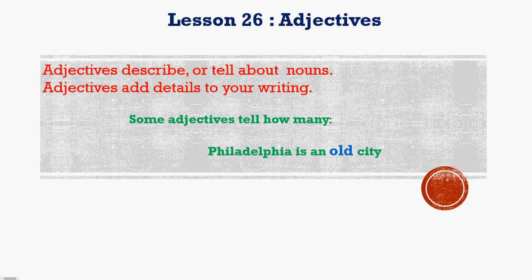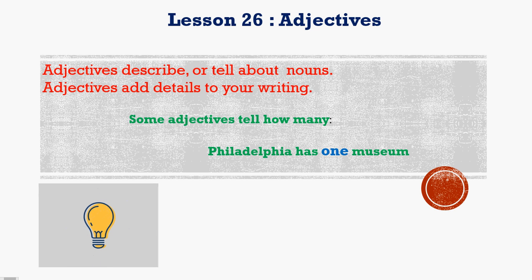Now, some adjectives tell how many. Estamos hablando de la cantidad de números ahora. Okay? Philadelphia has one museum. One. ¿Cuántos museos estamos hablando acá? De solamente uno. One. ¿Ok? Vamos a practicar ahorita. Muy bien.